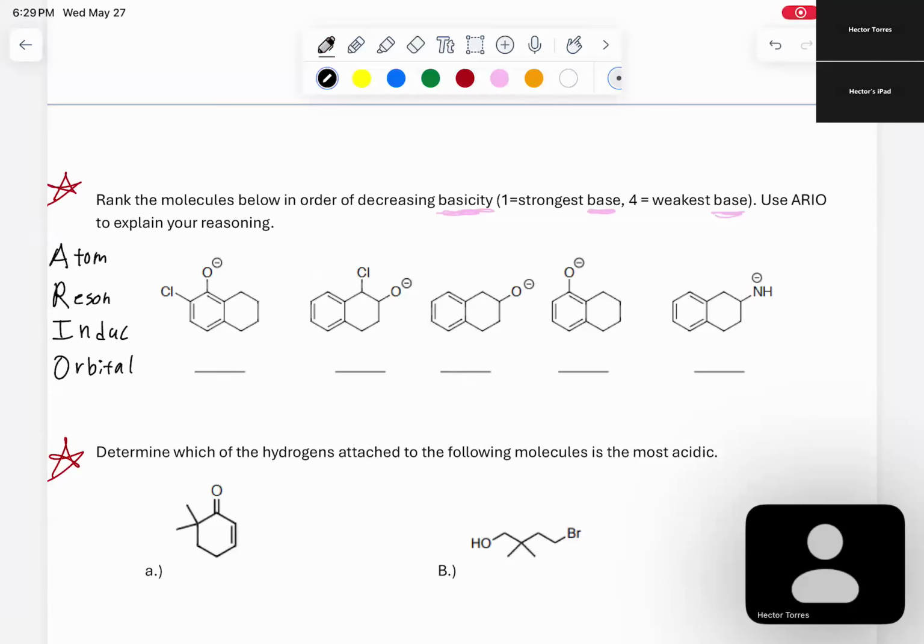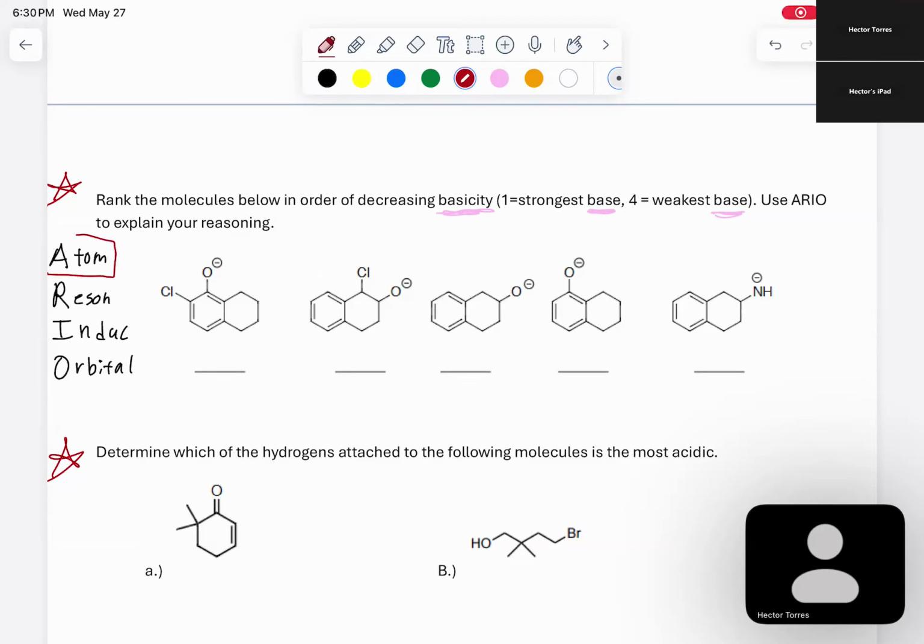Now, most of the time when we're looking at ARIO, we're looking for which one's most stable, and thus which one will make the strongest acid. If you think about it, if something is a strong acid, then it's a weak base, and if something's a weak base, then it's a strong acid. So on this one, instead of looking for the most stable one, we're going to be looking for the least stable one, because if it's less stable, then it'll be a better base. Keeping that in mind, let's start thinking about how to look at this one.